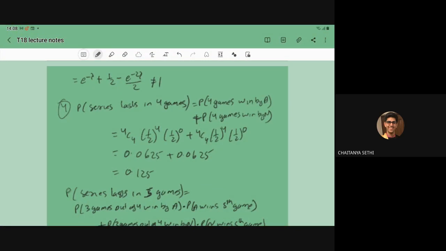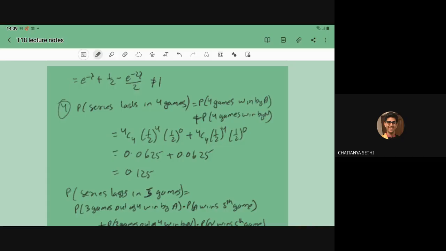So the series lasts in 4 games. It is equal to the probability of 4 games won by the American team plus 4 games won by the National League team. So it is a question of binomial distribution, right? Number of successes out of n Bernoulli trials. Here x follows a binomial distribution with parameters n equal to 4 and p equal to 0.5.